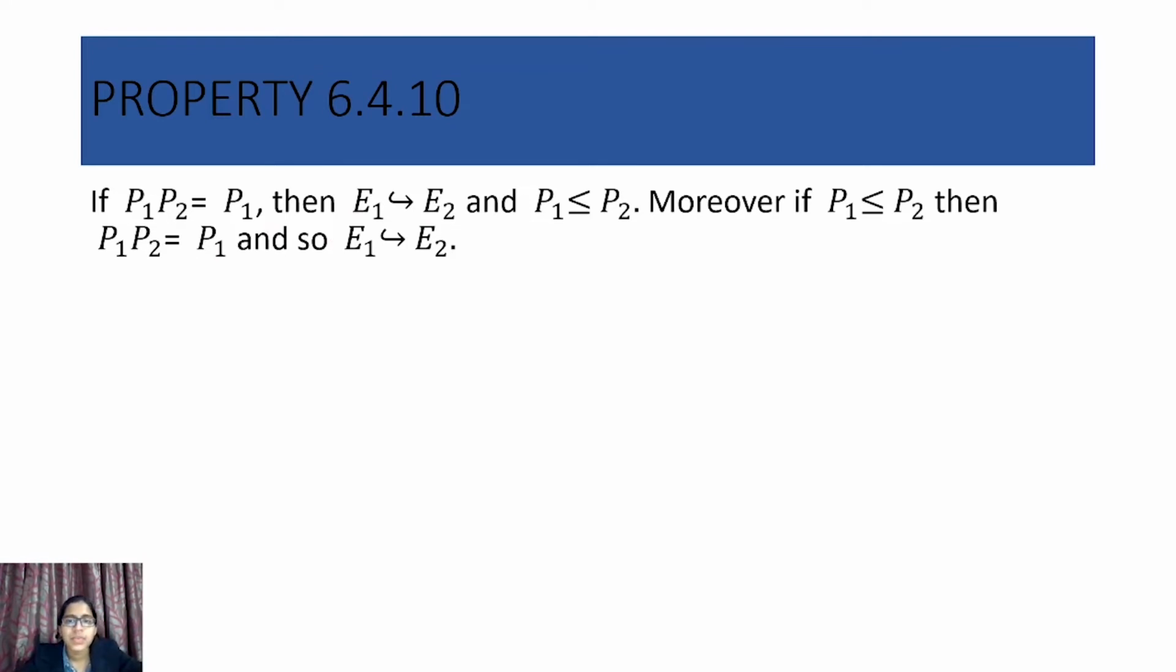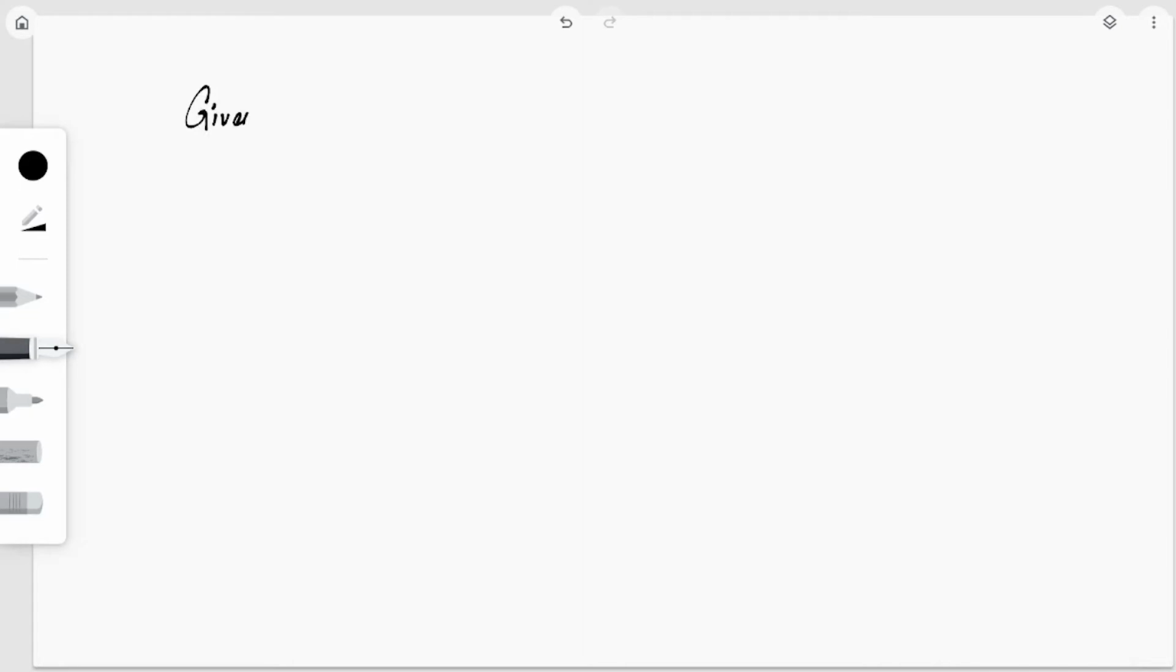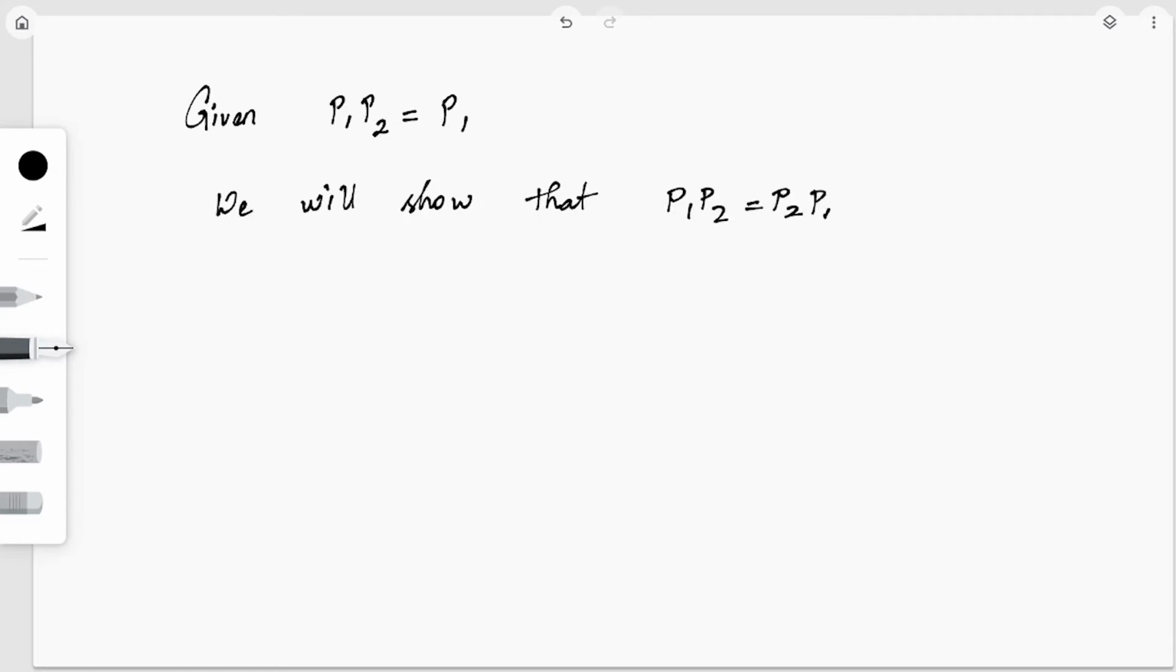So let's move on to the proof of this property, the last one. We are given that P1 P2 equal to P1. Given P1 P2 equal to P1, we will show that P1 P2 equal to P2 P1. Okay, this is what we are going to show first.